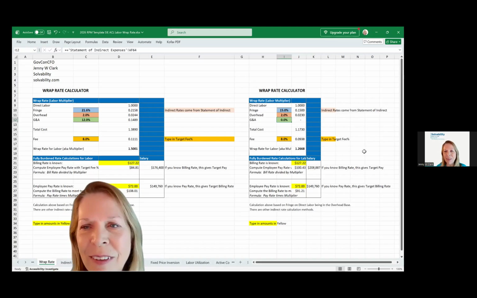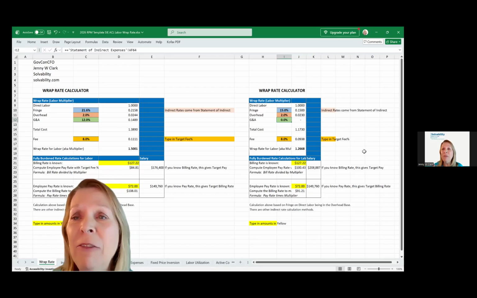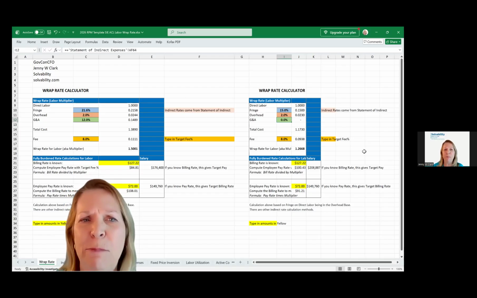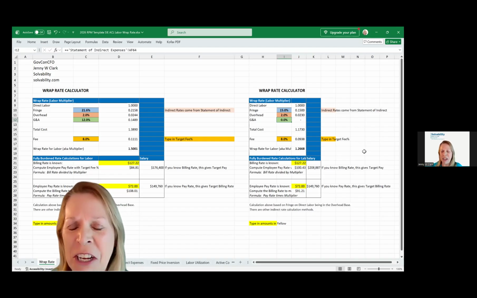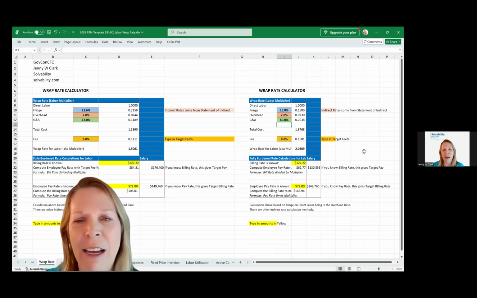G&A. Okay, I'm super small. I have a lot of corporate expenses, but I don't have a lot of business base to spread it over. If I put what my real G&A is, like 60%, whoo, this is not going to be competitive.